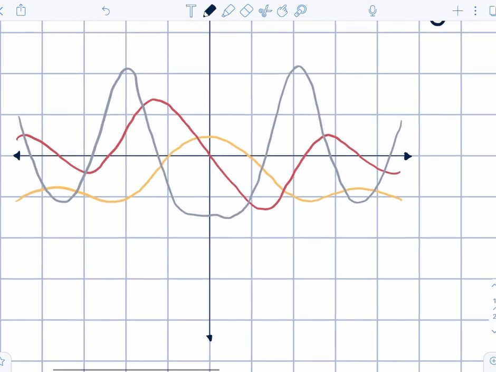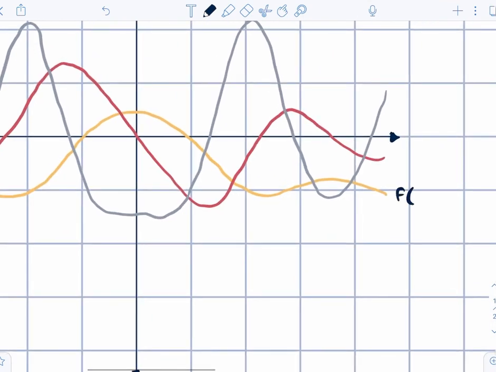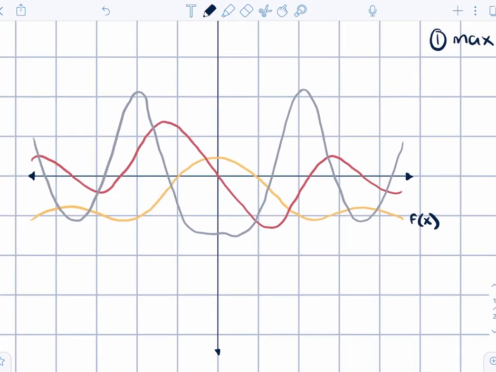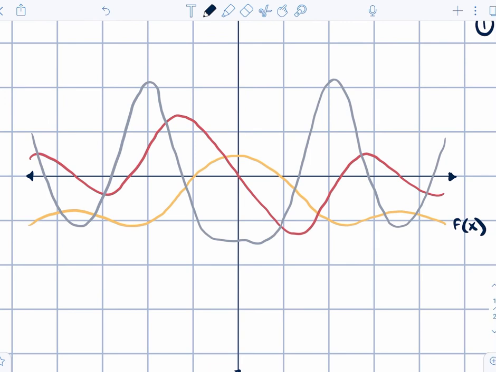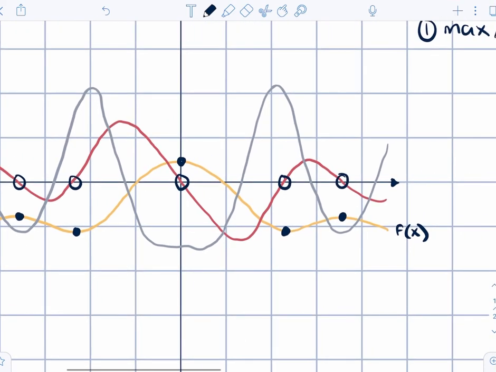And then for the third graph, if we assume that this is the original graph, then we have a max right here, and it crosses that, a min right here, crosses that, a max right here, crosses that, a min right here, crosses that, and a max right here, and it crosses that. So all of that checks out to make this the first derivative.